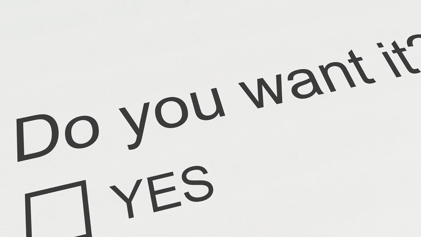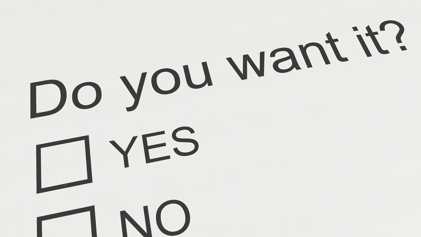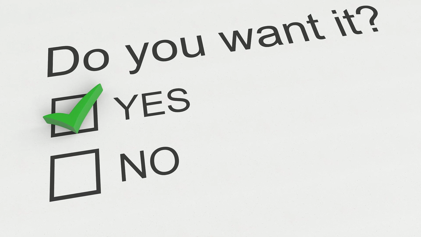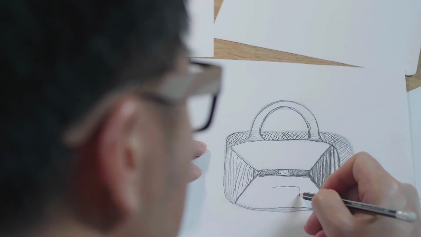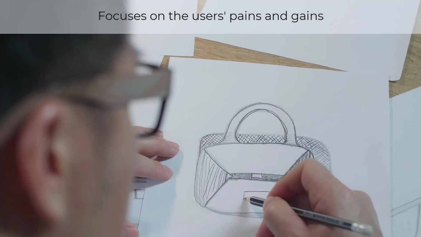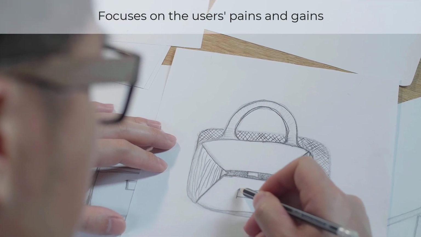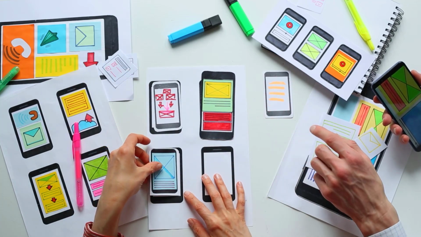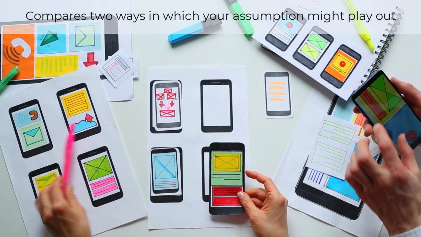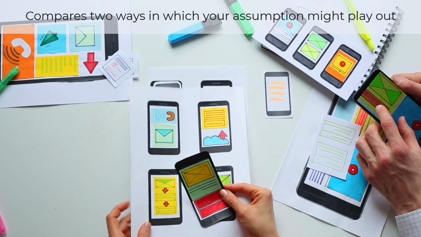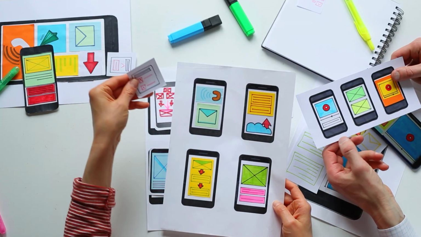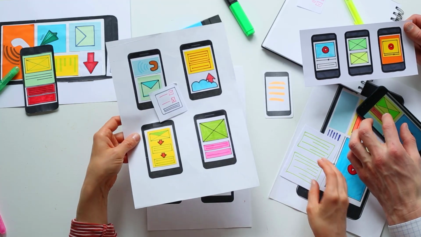Exploratory testing works best early on in the innovation process, as it's designed to enable you to explore users' feelings, thoughts, and overall reaction to your idea. Prototypes at this stage tend to be very simple and low fidelity and focus on assumptions pertaining to basic core user pains and gains. Comparative testing is used when the idea is a bit further along and you want to compare 2 different ways in which your assumption might play out. For this type of test, you'll need 2 prototypes that are identical except for the 1 or 2 key features related to the assumption you want to test.